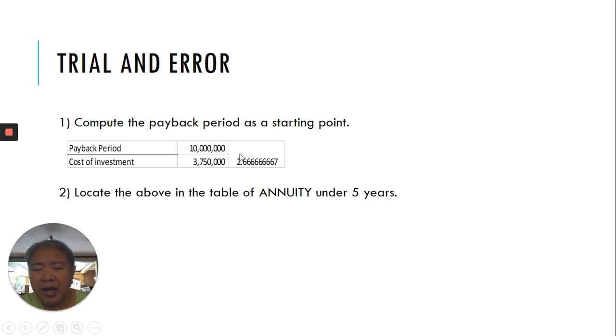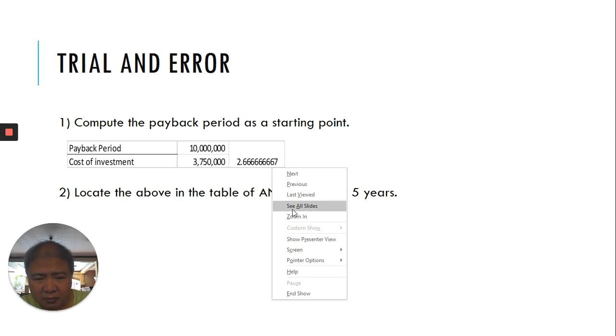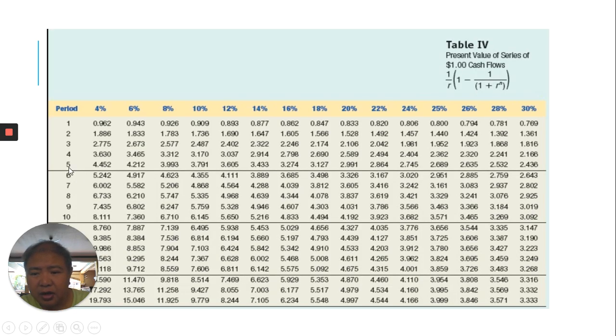If we go back, the payback period is 2.6666 and so on. Now what we will do is locate 2.66667 in the present value of annuity table under 5 years. So this is 5 years, and we are looking for 2.666. You would notice it is between 25% and 26%, going towards 25 I guess. But that is not exact, so what we will do is interpolate.